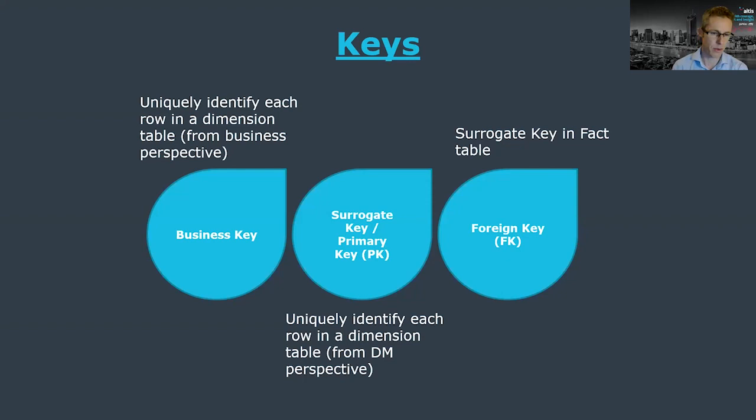So just to recap on the different keys we may encounter from a dimensional modeling perspective. The business key in a dimension uniquely identifies a row in a dimension from a business perspective, the keyword here being from a business perspective. Surrogate keys, primary keys in our dimension, uniquely identify each row in a dimension table from a dimensional modeling perspective. And then when it comes to foreign keys, they're our surrogate keys in our fact tables that link back to the primary key in our dimension.